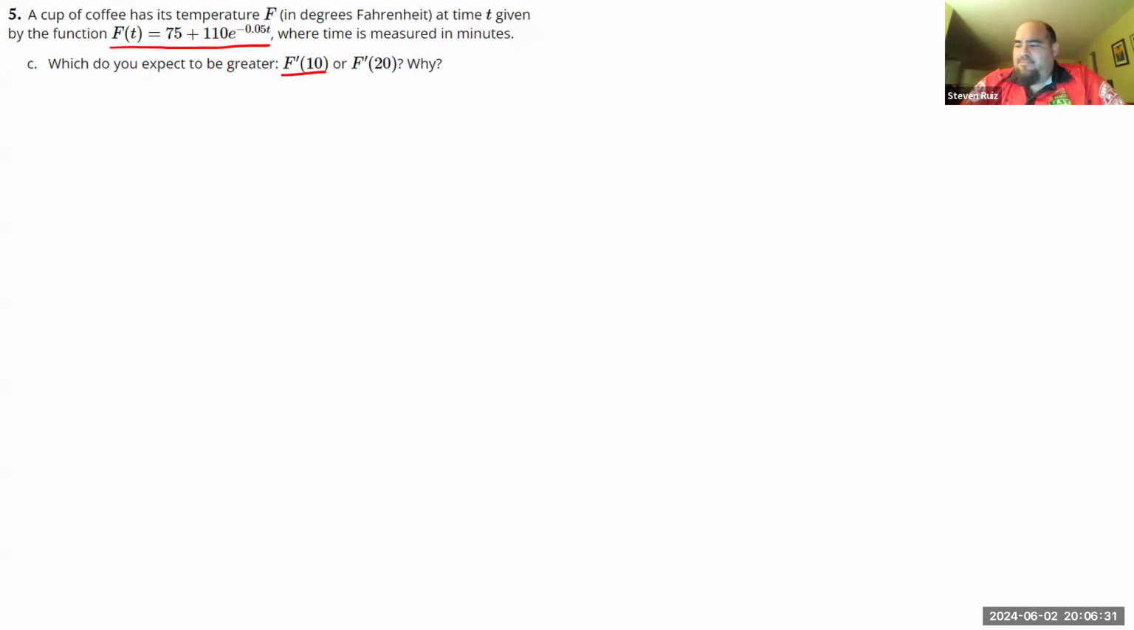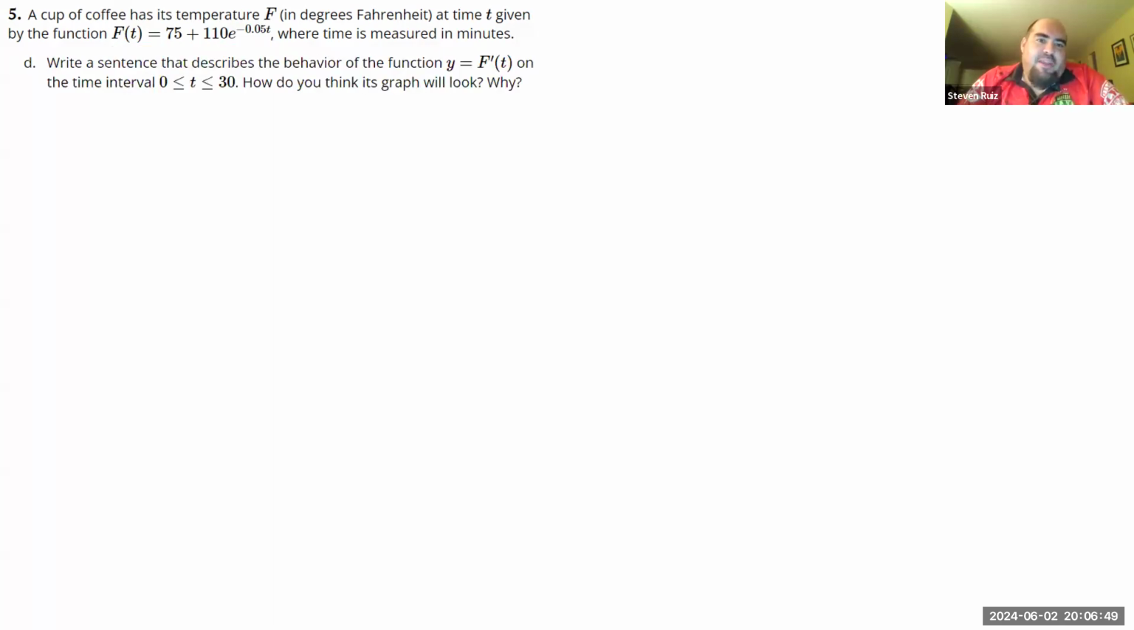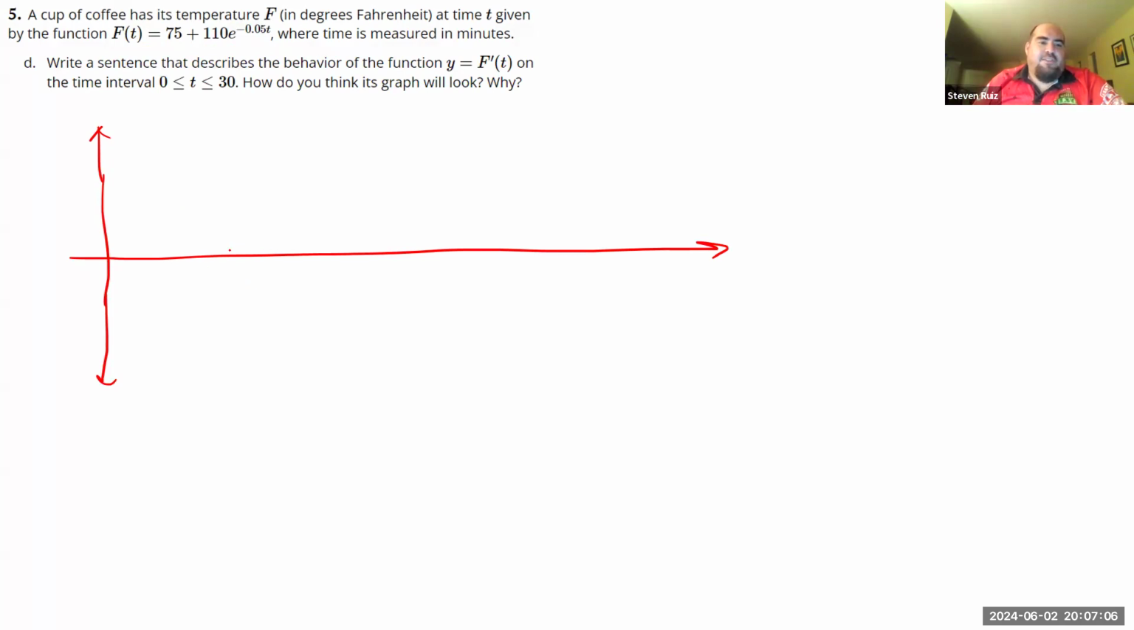At some point, it gets very near the temperature of the environment outside of it, and basically the cooling gets a lot less significant. So part D, write a sentence that describes the behavior of the function f prime of t on the interval from 0 to 30. And it's also asking how that graph will look, so maybe we should try to draw a graph. So let's just break this up into chunks here. So 10 minutes, 20 minutes, and 30 minutes.